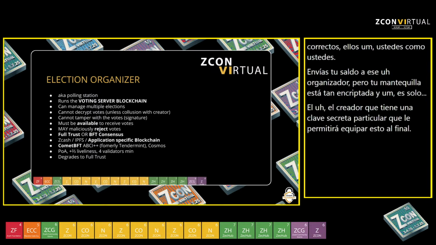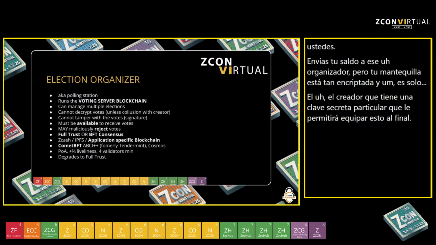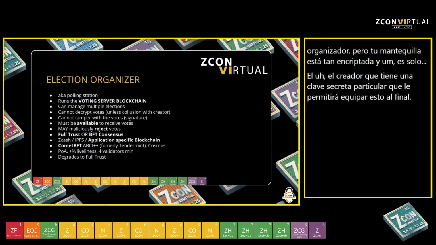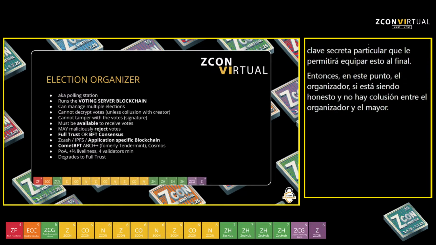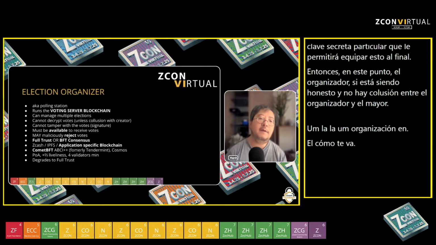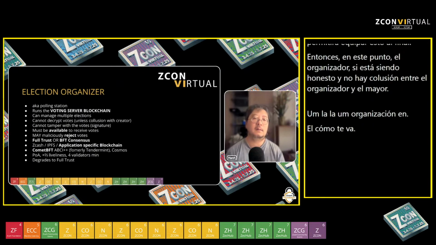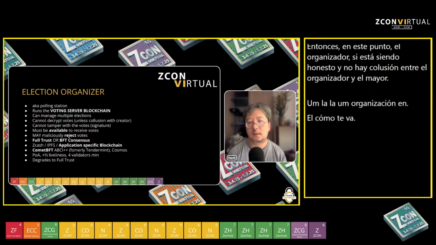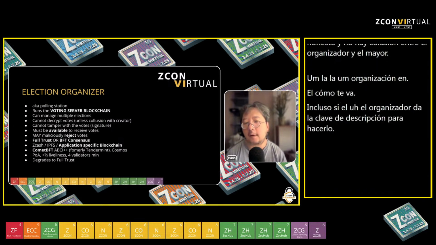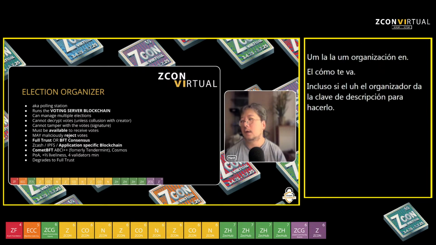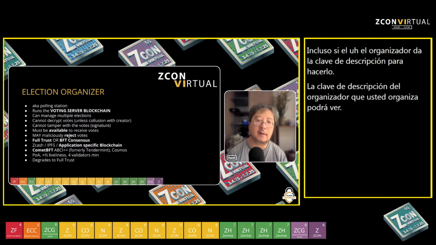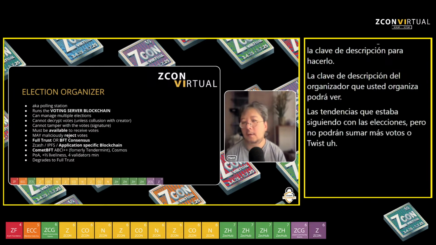So at this point, if the organizer is honest and if there's no collusion between the organizer and the creator, the organizer does not have visibility on how the election is going. Even if the creator gives the decryption key to the organizer, they will be able to see the trend, to see what's going on with the election, but they will not be able to add more votes or twist or skew it in a particular way.